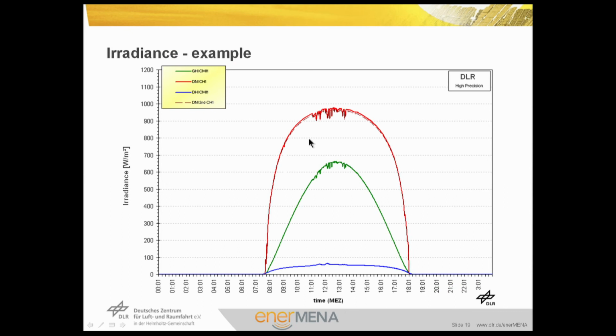Now we can see an example from our high precision meteo station. We see the irradiance in watts per square meter plotted versus the time. We see as a red curve the DNI, as a dark red curve the DNI measured with a second pyrheliometer. The green curve shows the GHI and the blue curve shows the DHI.